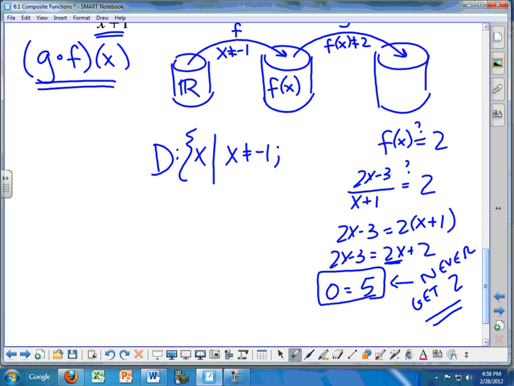We just will never get that, because right here you see that f of x, the question was, will it ever equal 2? And the answer is no, it will never equal 2. Our variables drop out and we get a false statement here, 0 equals 5. Well, what that tells us then is that this will be our final restriction. Only one restriction here, and that's because the value will never be attained.